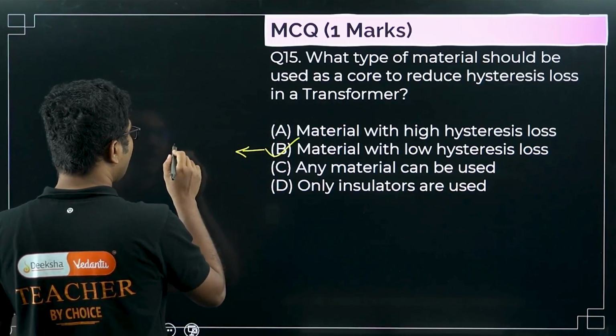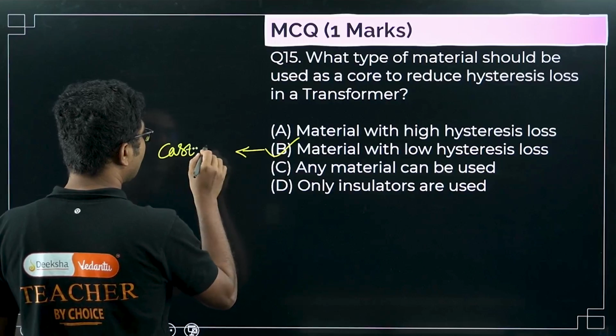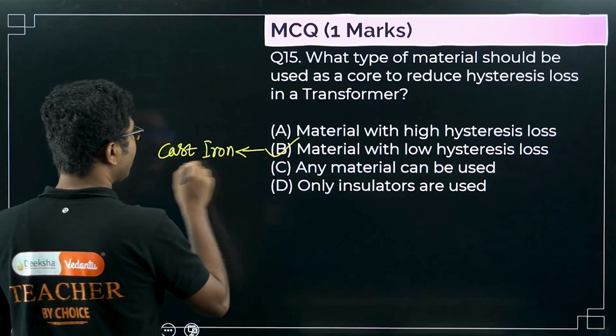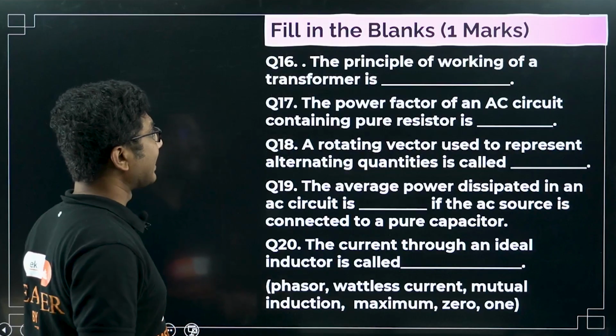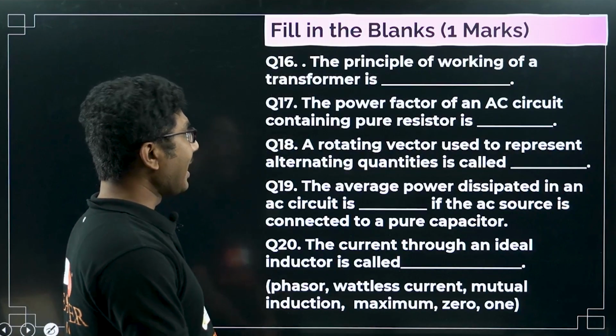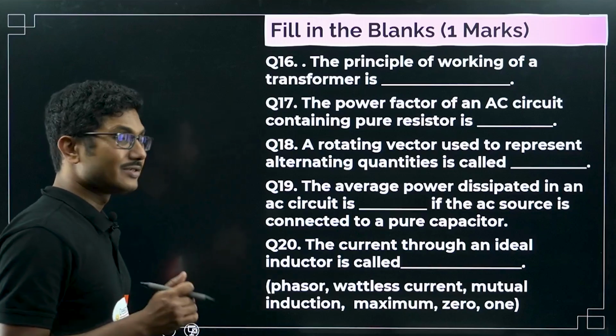Cast iron is one of the materials used for this, which has very low hysteresis loss. Next, fill in the blanks. Five fill in the blanks. Let's solve one by one.